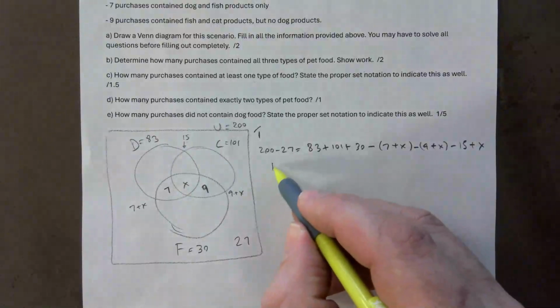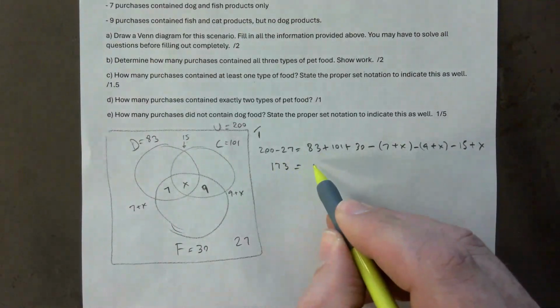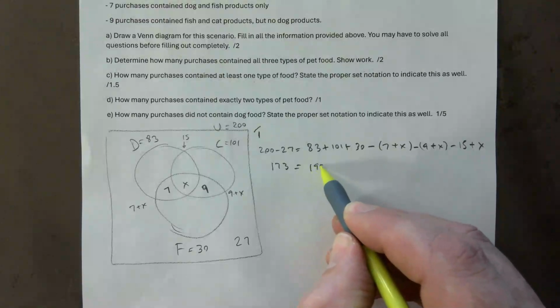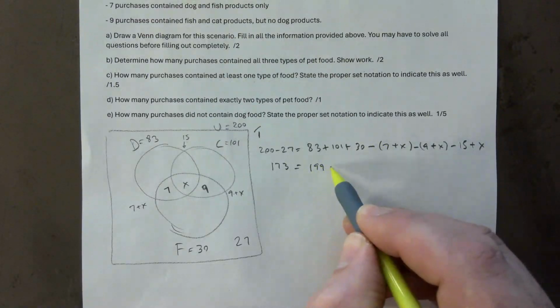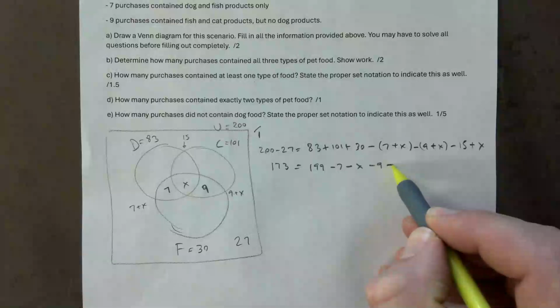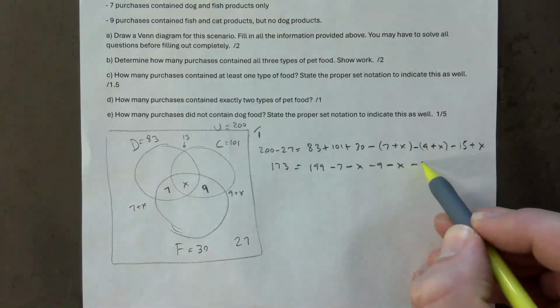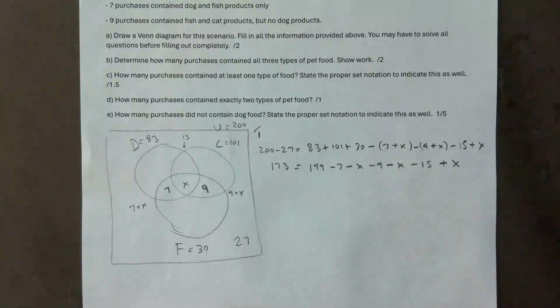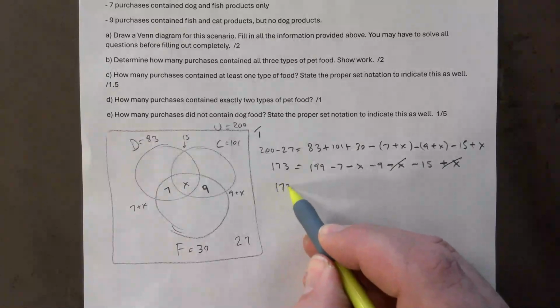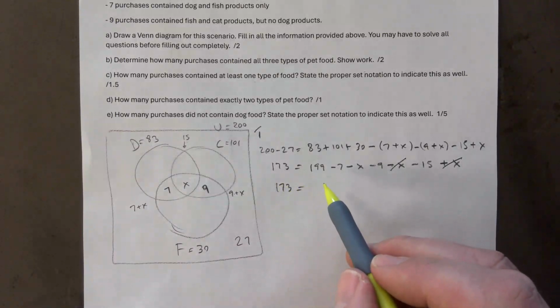Okay, and so this is 173, and if I add up these numbers for now, I get 199 at first, and then I distribute, so I get negative 7, negative x out of this, and then I get negative 9, negative x out of this, minus 15 plus x, like that. And obviously you might have done this in a different order. It shouldn't matter, right? Doesn't affect one bit how this is going to turn out. This cancels out here, so 173. Then it cleans up even more.